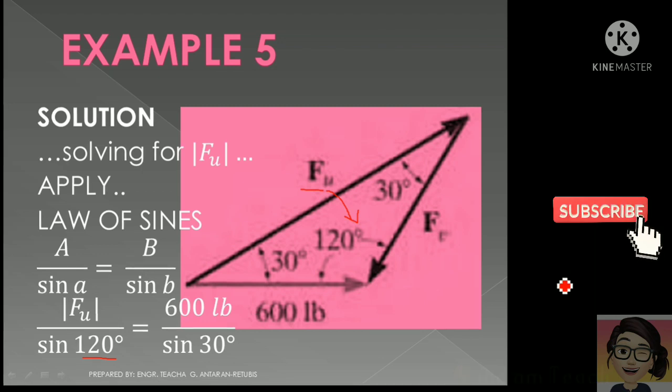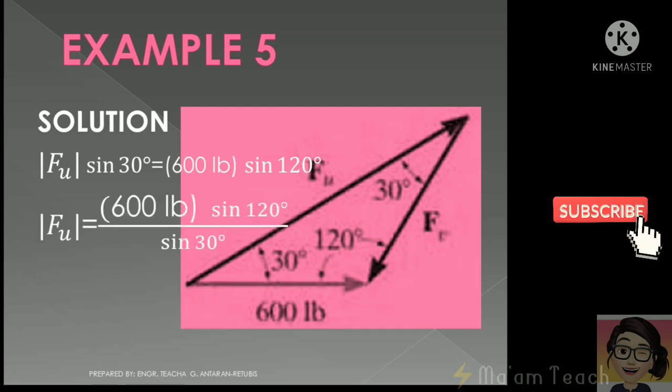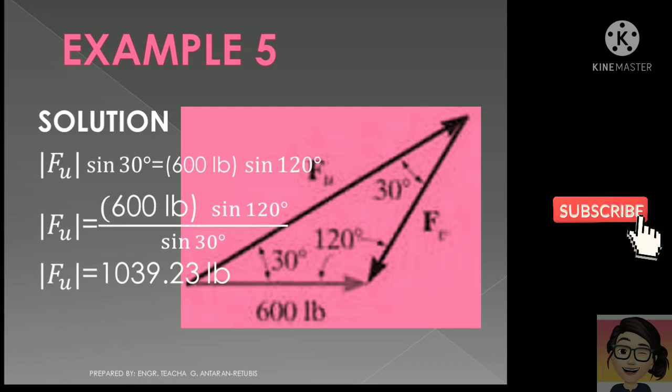Now, cross multiplying, we have this. Again, we will divide both sides of the equation by sine 30 to look like this. Using your calculator, encoding the values, we'll have 1039.23 pounds. That's the answer for our u component.